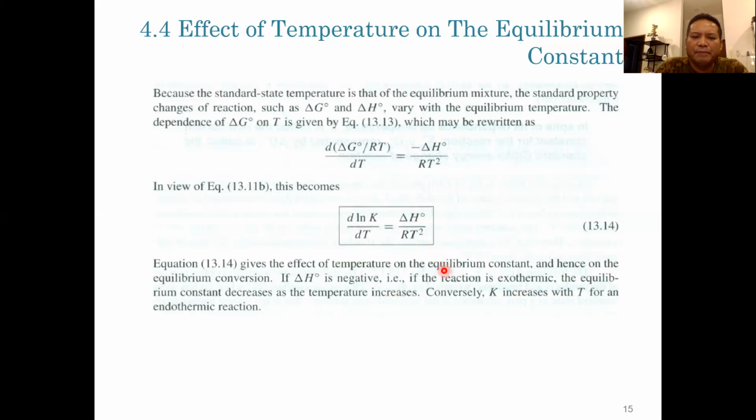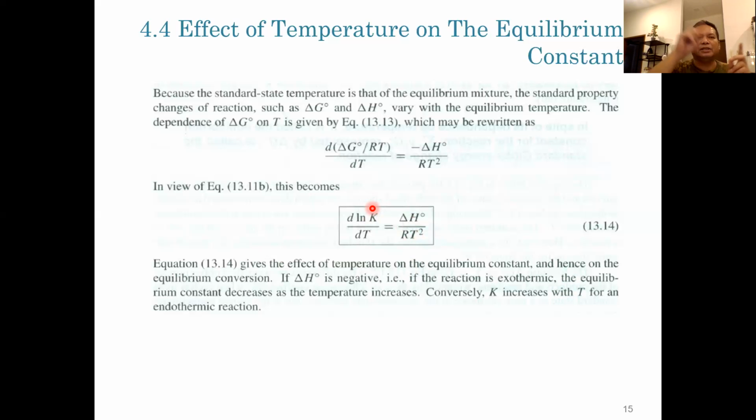So what does it mean here? If this is negative and we increase the temperature, what will happen? This value will become very big, and since they become negative, K becomes smaller. So it's the opposite if it's endothermic.